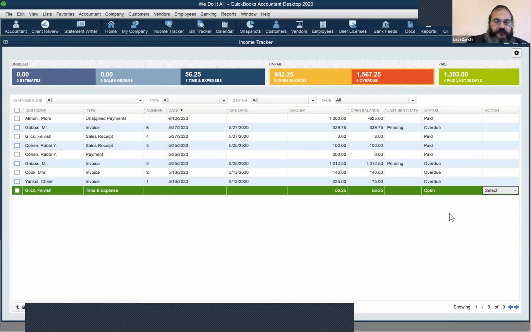If anyone wants to follow and do this activity, I will wait a moment or two. And now you'll see we have here already unpaid bills for a while, and because these are already invoices that are created, the time and expenses is still $56.25.